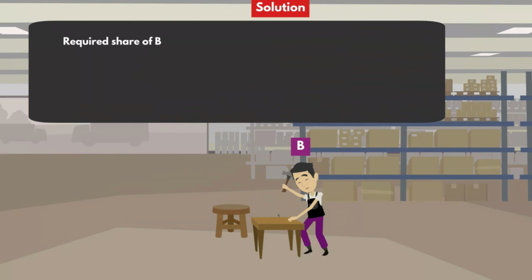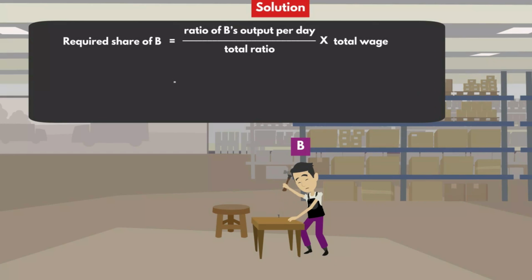And the required share of B is ratio of B's output per day by total ratio into total wage. That is 15 by 47 into 4,700. That equals to 1,500 rupees.